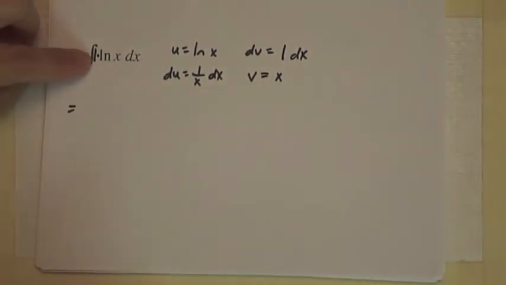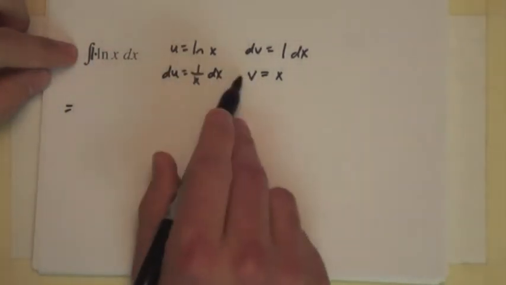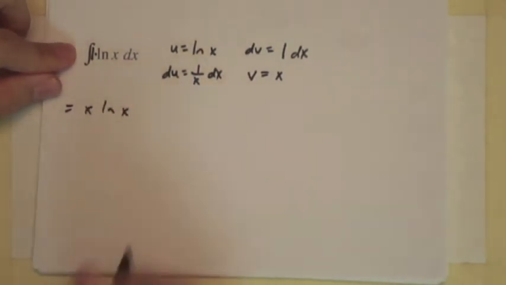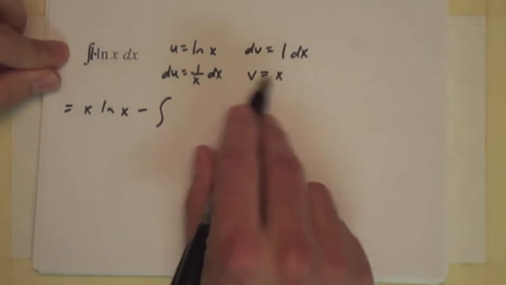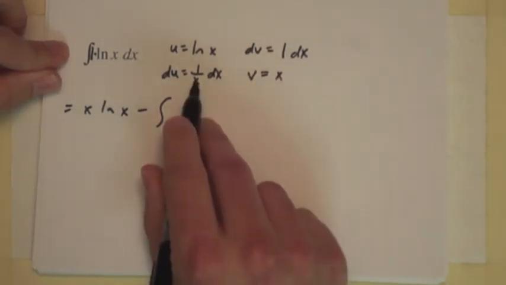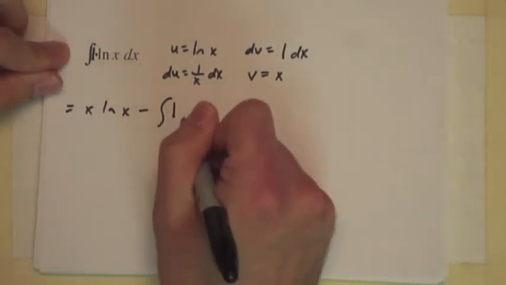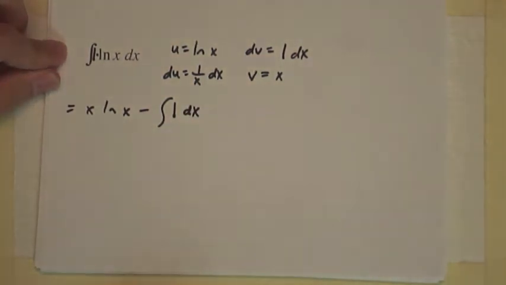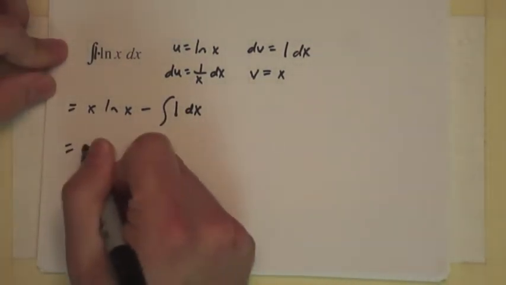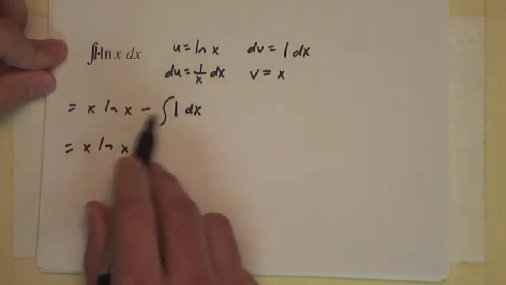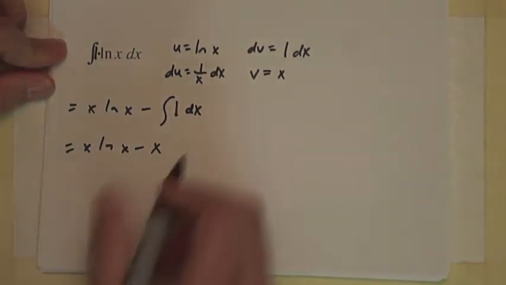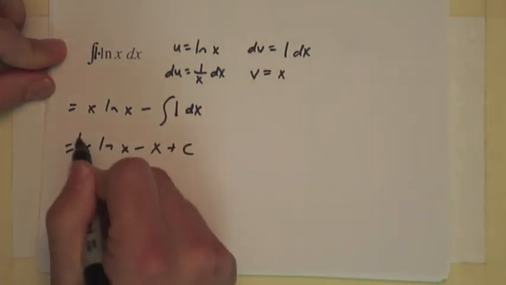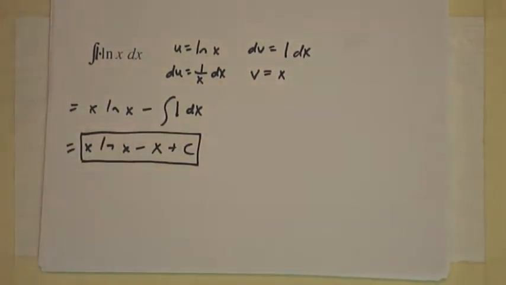So this thing then becomes uv minus integral v du. X times 1 over x cancels and you just get 1 dx. But now this is easy. The antiderivative of 1 is just x. And then you throw on a plus c and you're done.